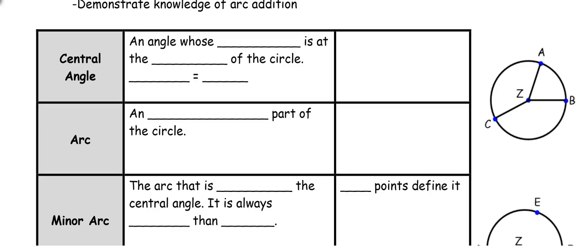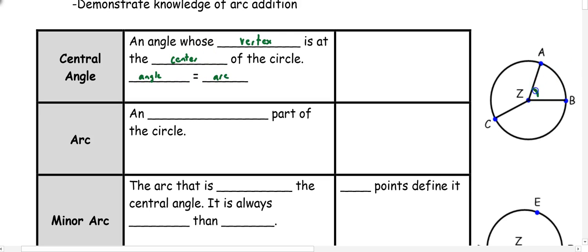This video is about central angles, arcs, and arc addition. So first we need to do a little more vocab about our central angle and arcs. A central angle is an angle whose vertex is at the center of the circle. And in this case, our angle measure is going to be equal to our arc measure.